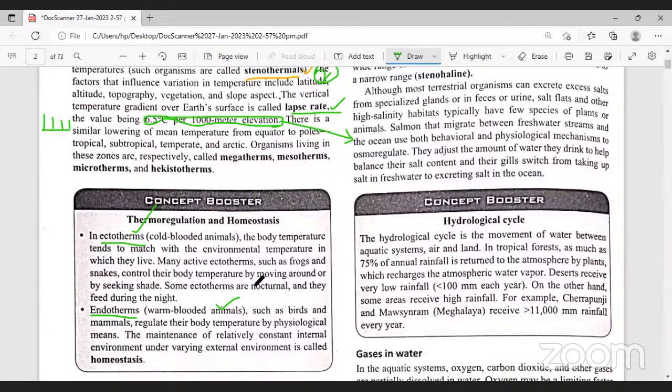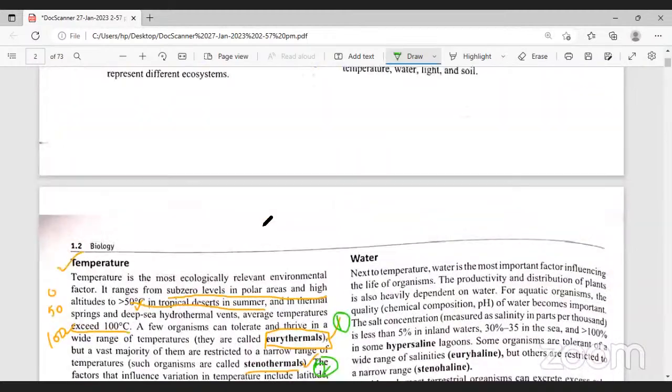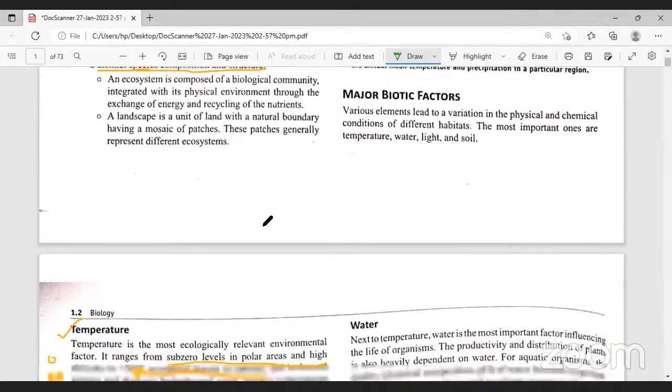Endotherms. Don't forget, my dear. Two things are very, very important. This depends upon the temperature. This is also called thermoregulation or homeostasis. Homeostasis is nothing but maintaining body temperature. Homeo means same. Whether you are in a cold climate or temperate climate, whatever it may be, your body temperature will be maintained at 37 degrees Celsius. Such organisms are called homeostatic. Are you clear now? Yes. Okay.